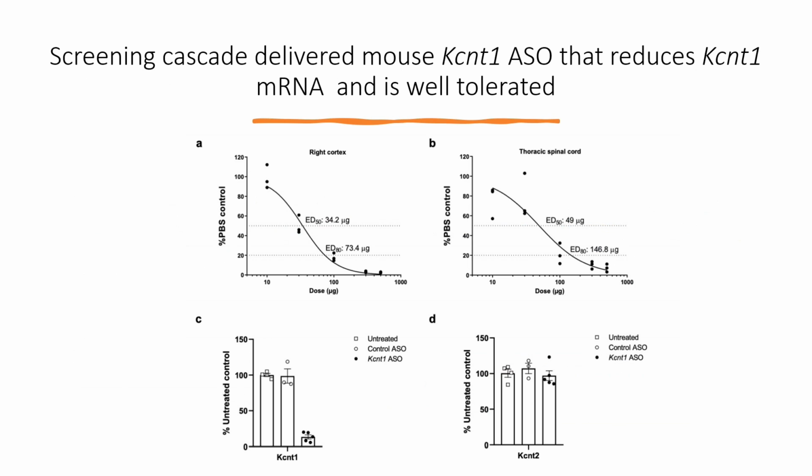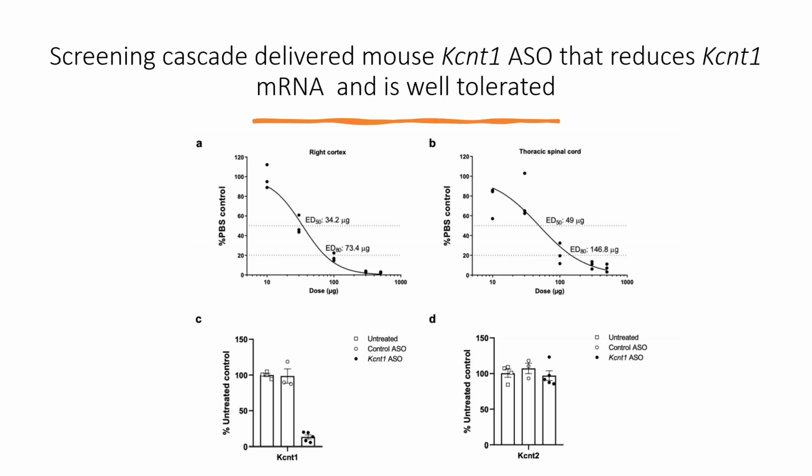We collaborated with Ionis Therapeutics on this, and there's a paper on bioRxiv. If you're interested, if you search for my surname Petrou and KCNT1, that'll come up. ASOs were screened, and we can look at potency. So here, dose response curve, and we can understand how much ASO we need to deliver to different aged mice to see a 50% or an 80% knockdown.